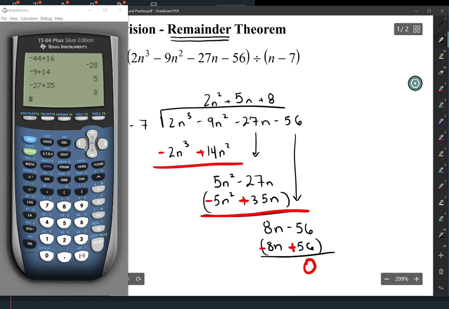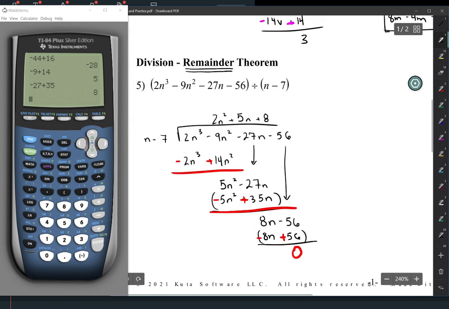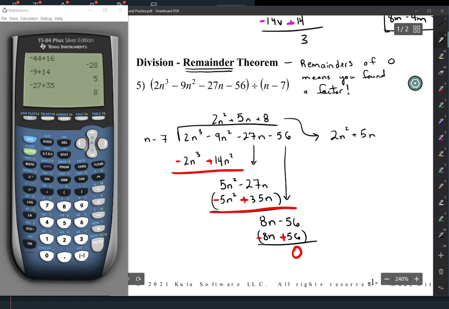All right, so the only little additional thing here is, with the remainder theorem, if you have a remainder of 0, that just means it's a factor. Remainders of 0 means you found a factor. Ooh, that's exciting. It'll mean more later. So essentially, 2n squared plus 5n plus 8, that's the answer, and it's also a factor.